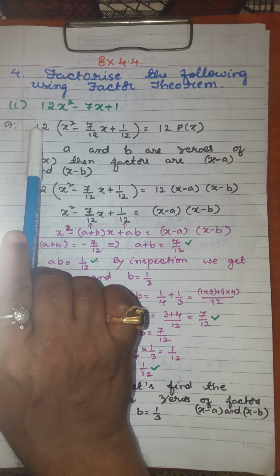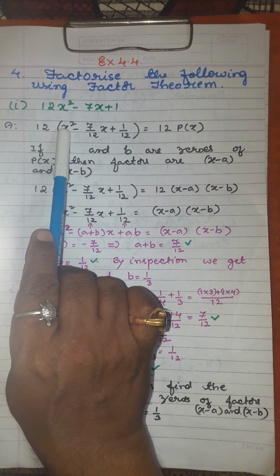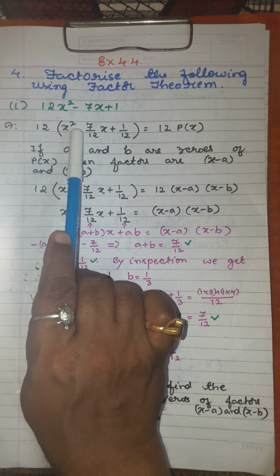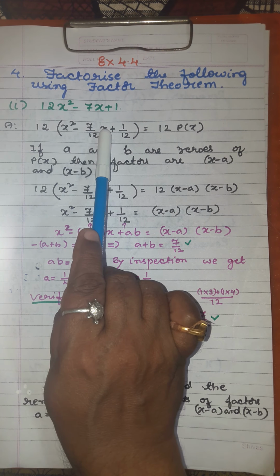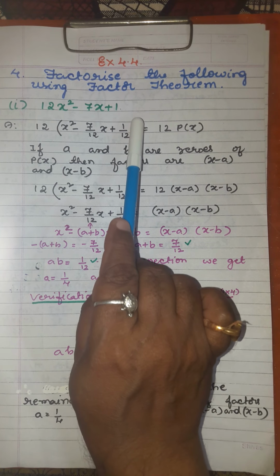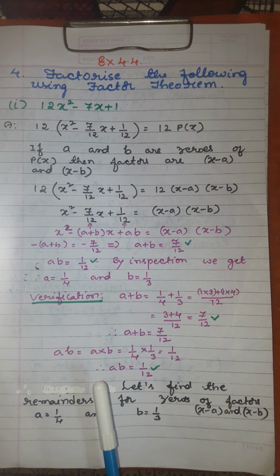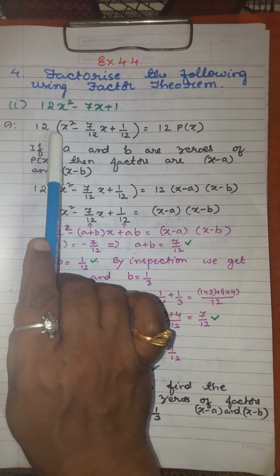Let me take 12 outside and write the remaining terms within the bracket. So the first term is x square minus 7 over 12x plus 1 over 12. Close the bracket. Now let us check whether they are correct or not.